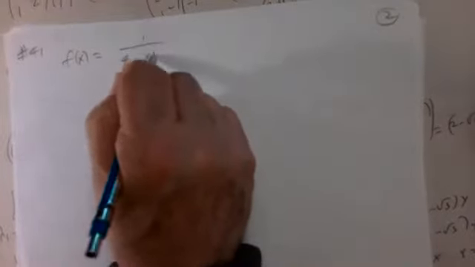Let's look at the next problem, number 41 in that same section. Here we're looking at the function f of x equals 1 over 4 minus x squared. You can factor the denominator into 2 minus x times 2 plus x. So this function is not defined at plus or minus 2. The denominator would be 0.